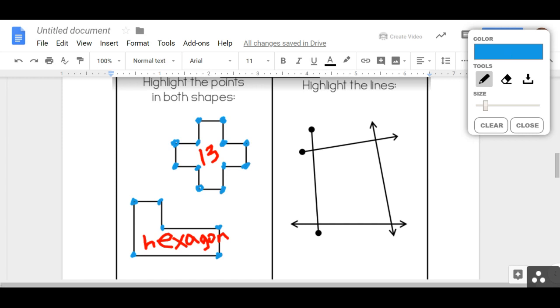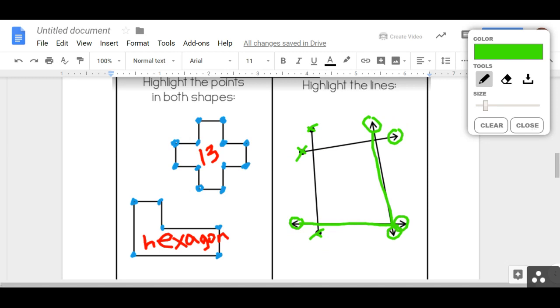Now I want you to remember that lines go on forever and ever and ever. In order for it to be a line, there must be an arrow on both ends. So since there's an arrow on both ends here, this is a line. And since there's an arrow here and an arrow here, this too is a line. What about the other 2? Now this has a start and a finish, and this one has a start and a go on forever. So those are 2 different things.